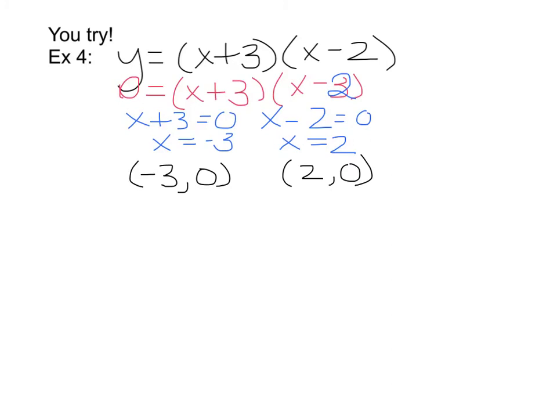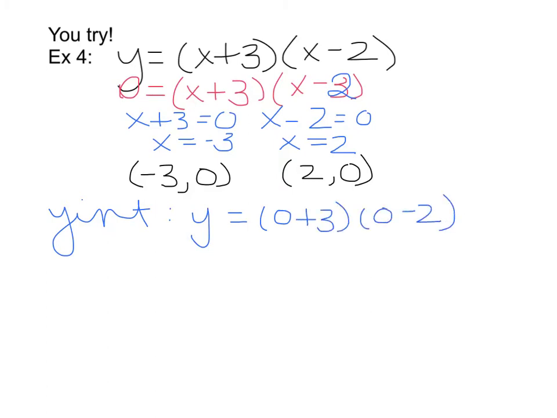Okay, now let's go ahead and find the y-intercept, just in case it can give us another point to give us a more detailed graph. So to find the y-intercept, we plug in 0 for x. So 0 plus 3 times 0 minus 2, so that gives me positive 3 times negative 2, which gives me negative 6. So my y-intercept is at the point 0, negative 6.